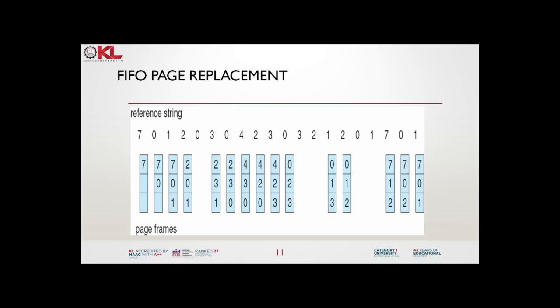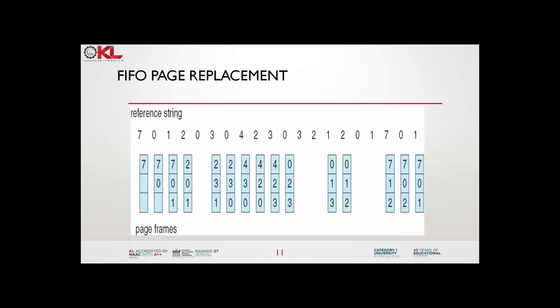Similarly 0, 1, 2, and so on and so forth. The moment you reach the last reference string, you will be finding 7, 0, 1. Please work it out. When you do this, how many page faults are going to occur?